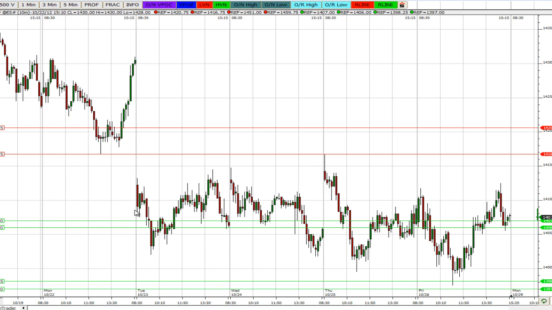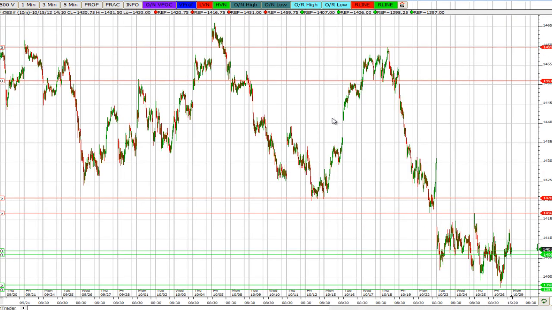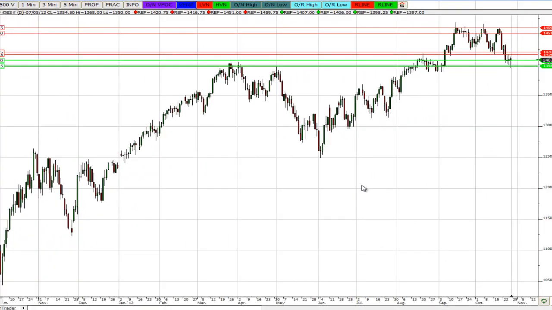Technically speaking, if we just zoom out again for a sec, before this drop down, we were still within this large balance area. So we hadn't actually broken down. Let me go to a daily chart real quick and show you. Okay, here we are at a daily chart.